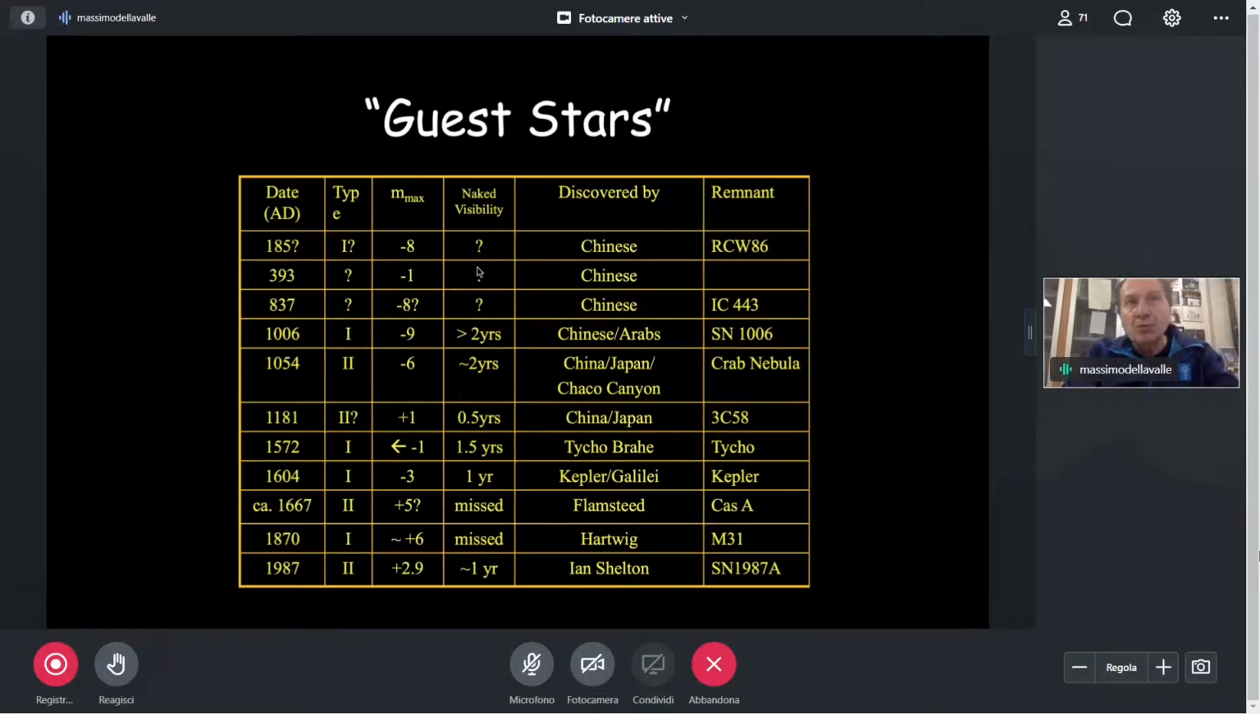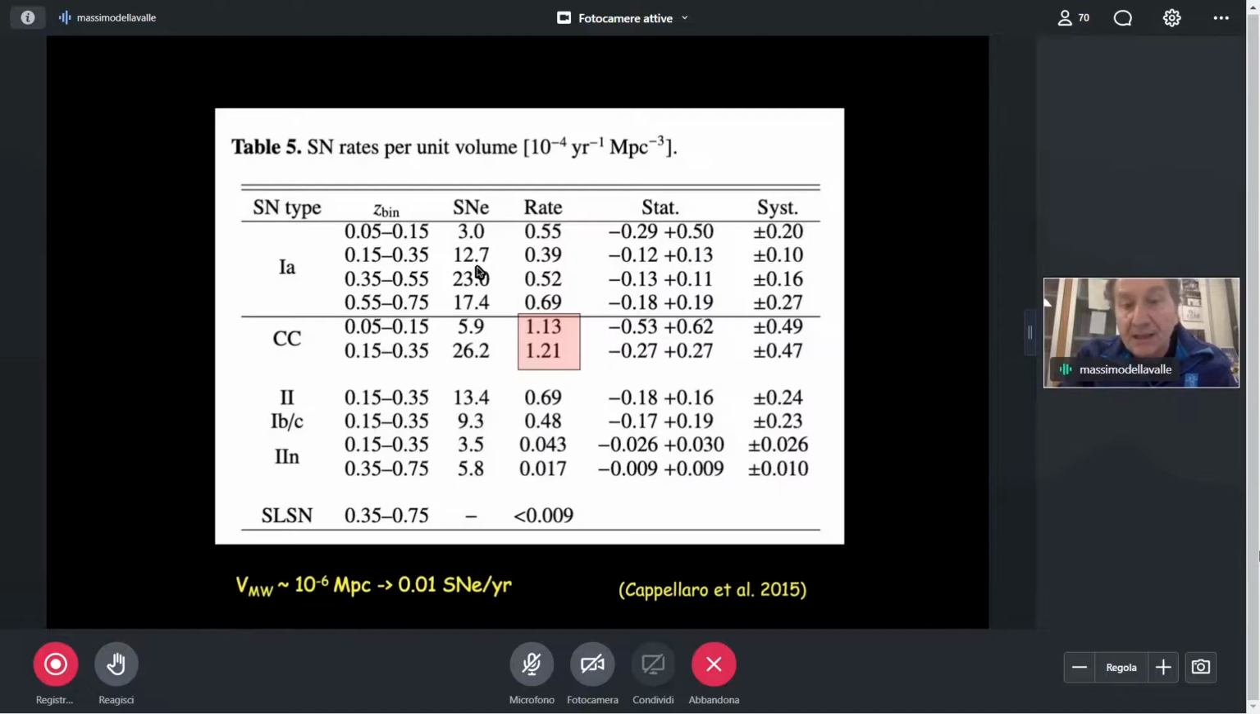Before the term supernova, these stars that suddenly appear in the sky were labeled guest stars. But you immediately understand that, looking at this dozen of objects that occurred in about 2,000 years, it is almost impossible to study supernovae just waiting for the next galactic supernova. And this concept is well summarized by looking at the current supernova rates.